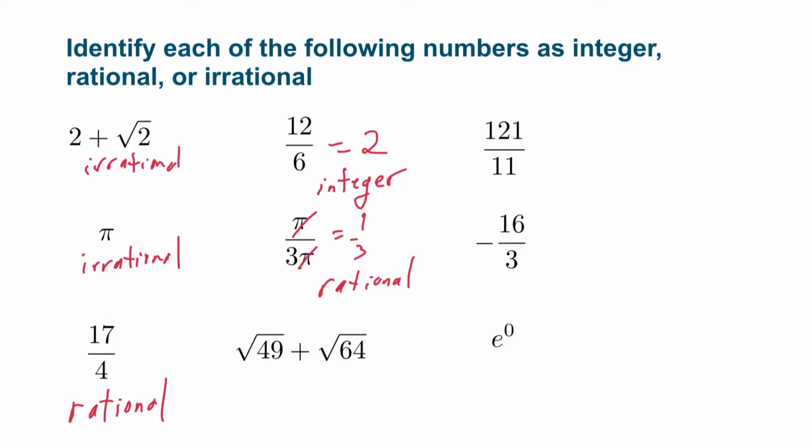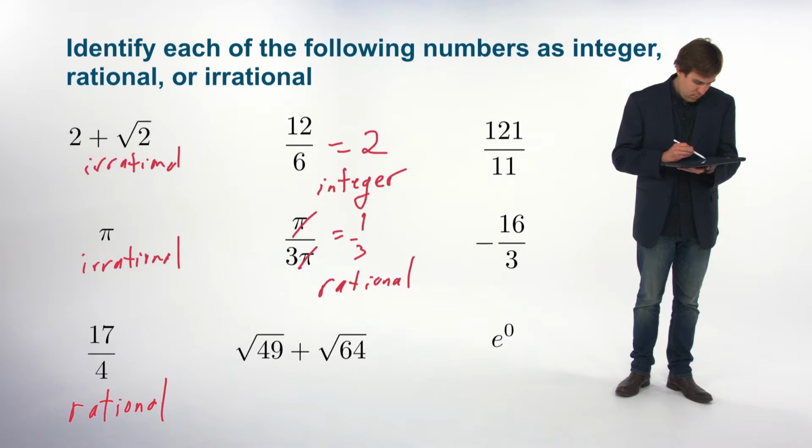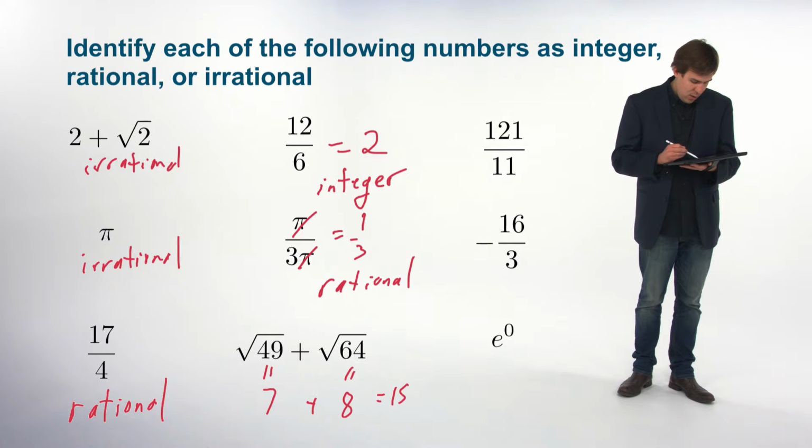Our next example, square root of 49 plus square root of 64. I mentioned that most square roots of integers are irrational, but in this case we're being tricky. 49 is a perfect square, it's 7 squared, and 64 is a perfect square, it's 8 squared. So this is 7, and this is 8, so they sum together to get 15. So this is actually an integer.